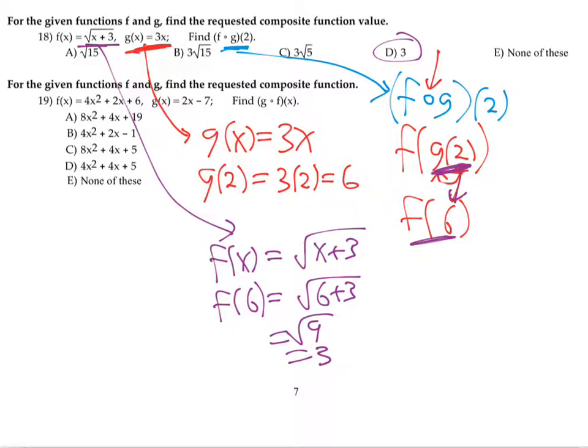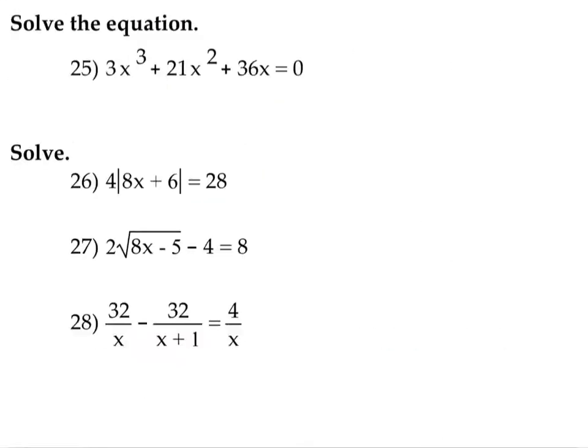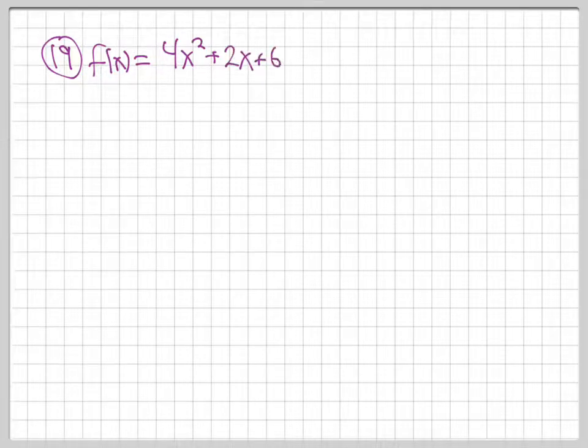All right, let's try 19. Same kind of thing. Let's see how that goes for us. So 19 says f of x is 4x squared plus 2x plus 6, and g of x equals 2x minus 7. And they want us to find g of f of x.